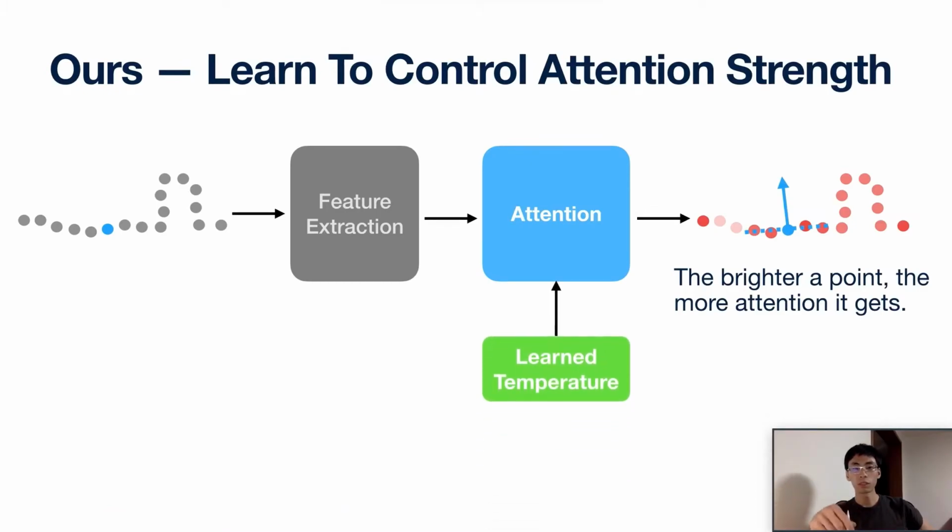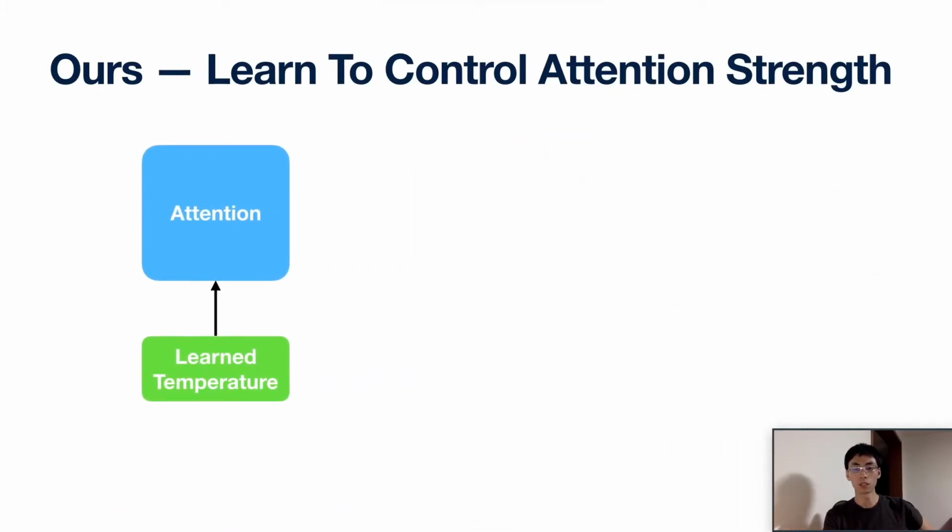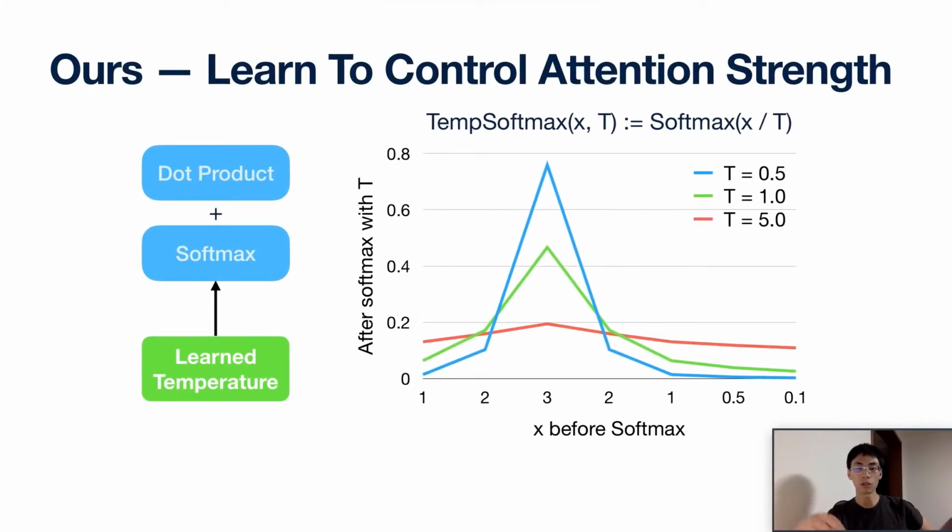In order to further control the smoothness of attention, we introduce a temperature parameter that can be learned during training. The attention mechanism has 2 parts. The first part computes a dot product among point features, and the second part applies softmax to get the attention weights. By learning a temperature parameter in the softmax, our network learns to distribute attention weights.